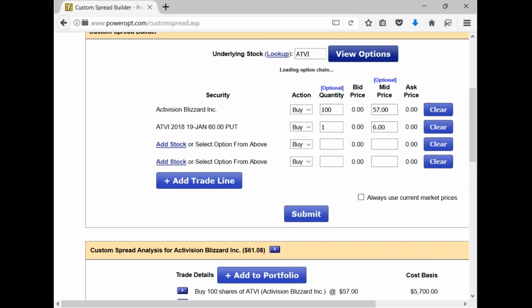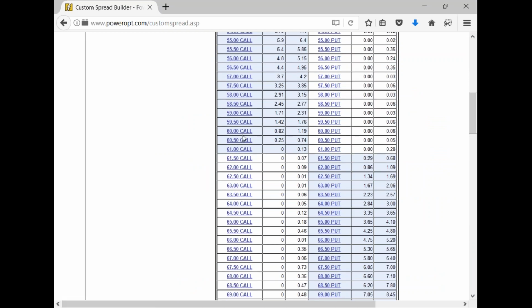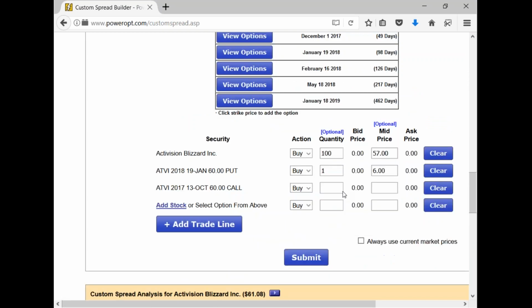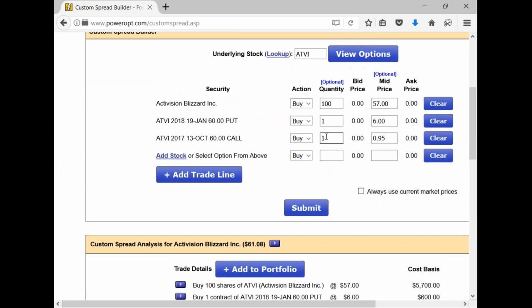moved up to maybe 58 or 59, I might have sold a 60 strike call for about 95 cents. Okay, so when the stock was at, let's say, 59.50 or so, I sold that 60 strike call for 95 cents.